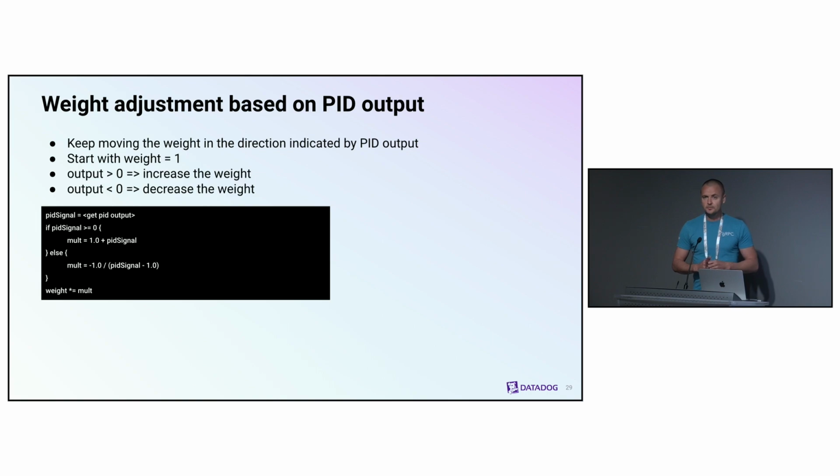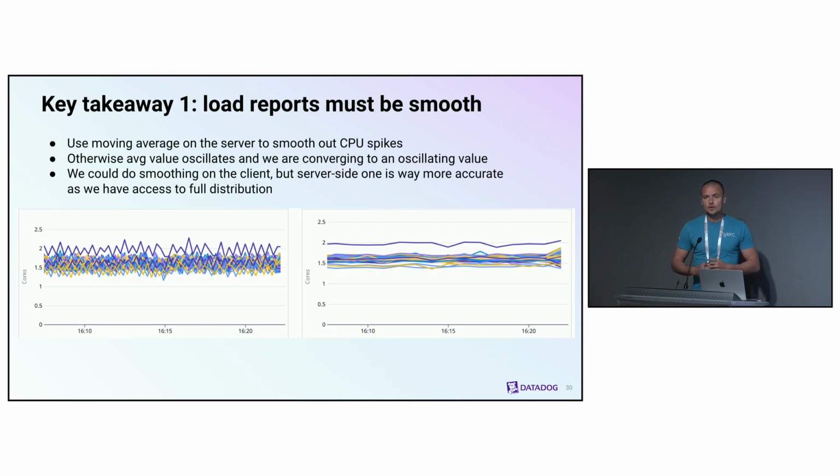So I mentioned that we have a simple process to convert the output of PID to WRR weight, and you can see the pseudocode for this on this slide. So basically what we did, we just start with weights equal to 1, and then when we receive positive output from PID, we slightly increase the weight. And if output is negative, we decrease the weight, and we do this proportionally to the absolute value we get from PID. While working on this, we discovered a few important takeaways.